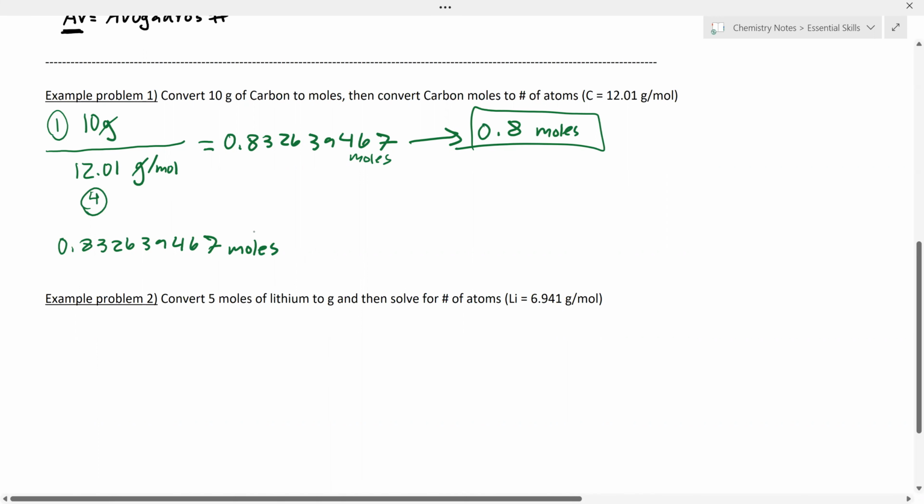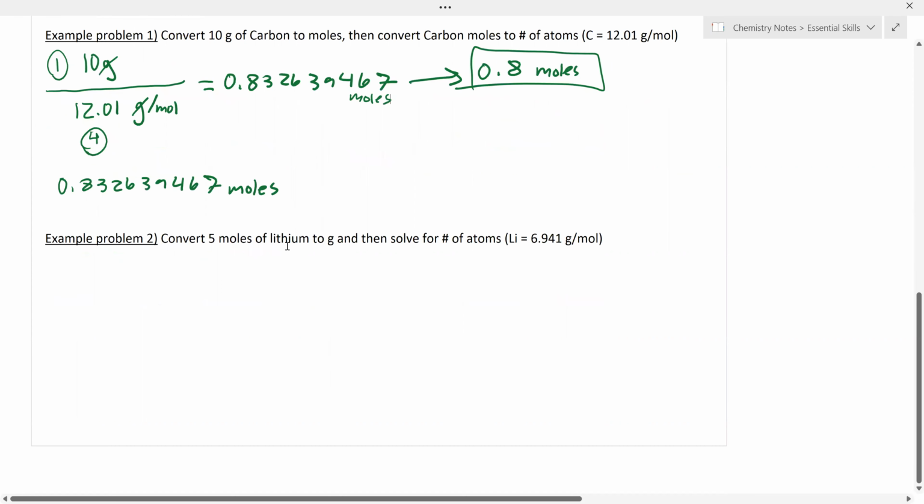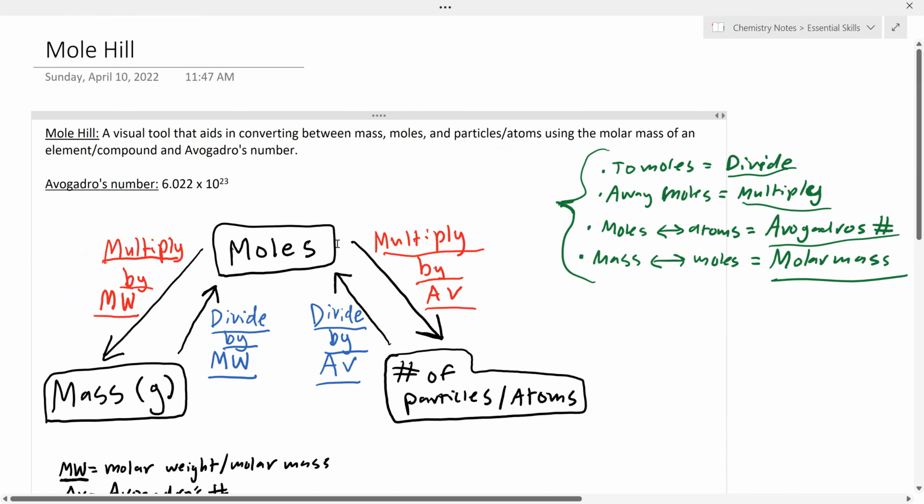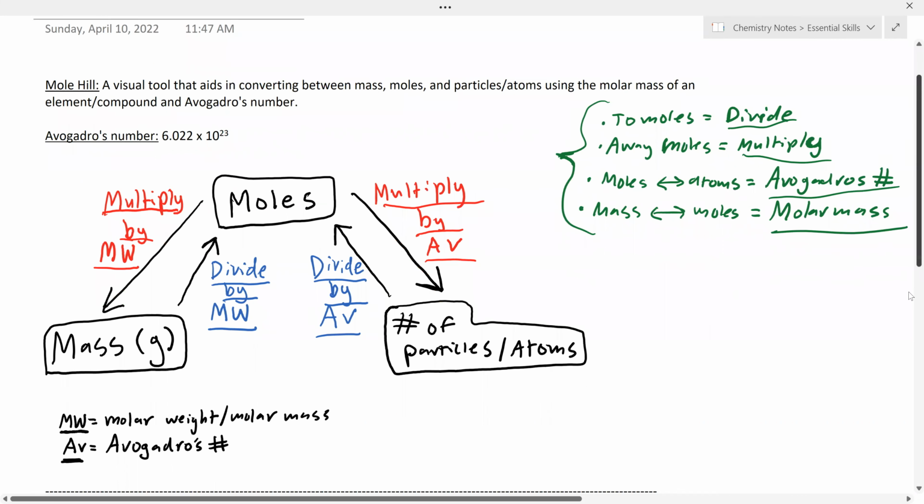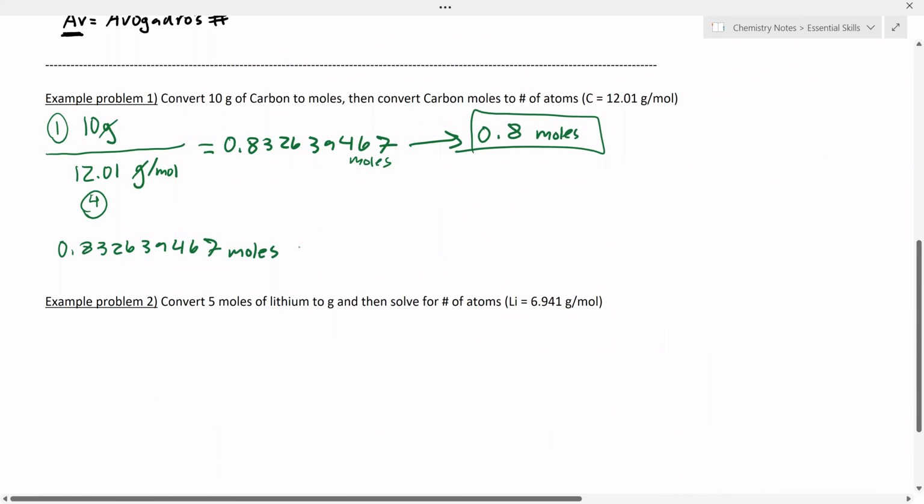So we have moles of carbon here, and we will convert it to the number of atoms. We'll go back to Molehill here. We're going from moles to atoms. Moles to atoms, you multiply by Avogadro's number, and we have that number right here. So we want to multiply by Avogadro's number, 6.022, which is Avogadro's number. Remember, this number doesn't count towards the sig figs at all, but this one does. We know it has one sig fig.